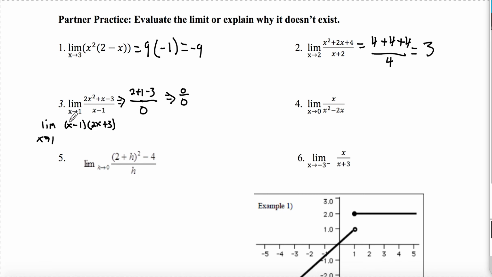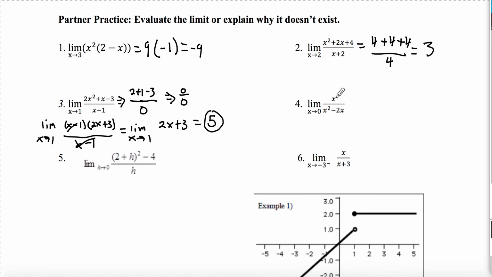We can do a quick check. X times 2x will give me 2x squared. X times 3 will give me 3x. Minus 2x will give me just 1x. And a minus 3 at the very end. Great. Over x minus 1, my hole will cancel out. And I'm left with the limit as x approaches 1 of 2x plus 3, which is going to be 5. There we go. All right, let's take a look at this one.